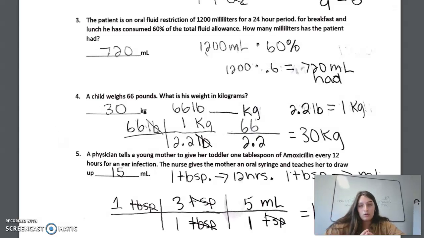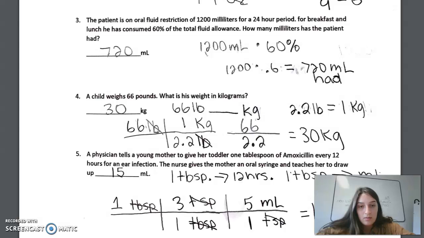And for number 5, a physician tells a young mother to give her toddler 1 tablespoon of amoxicillin every 12 hours for an ear infection. The nurse gives the mother an oral syringe and teaches her to draw up how many milliliters.